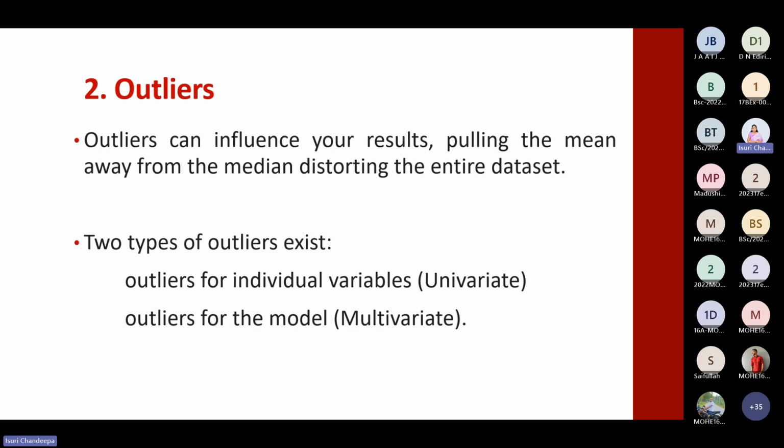Anyway. Okay, Puti. What do you mean by the univariate outliers? It's an extreme data point in one variable, right? Within one variable, there may be an extreme value, right? So then, what do you mean by a multivariate outlier? Yes, an outlier for the model.